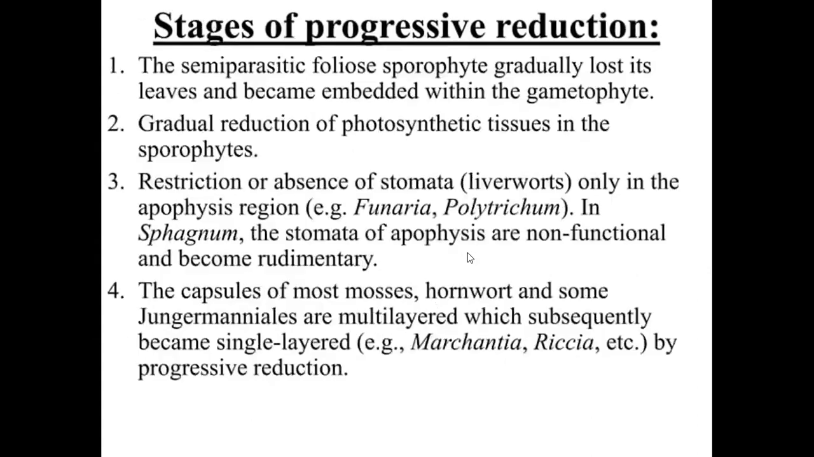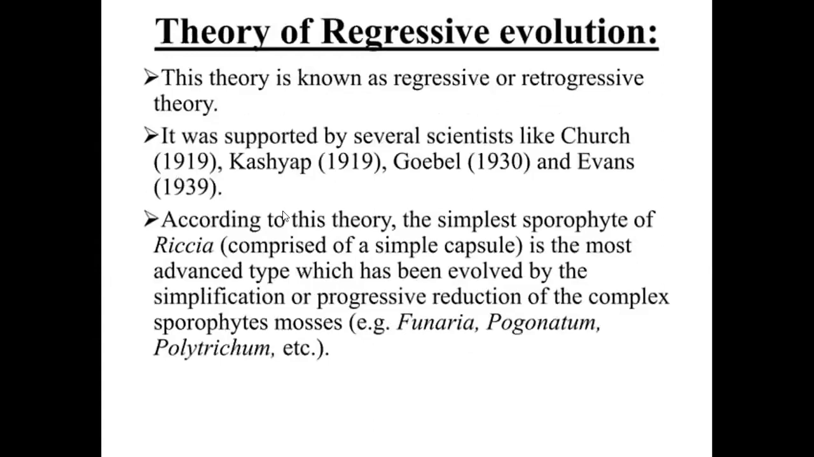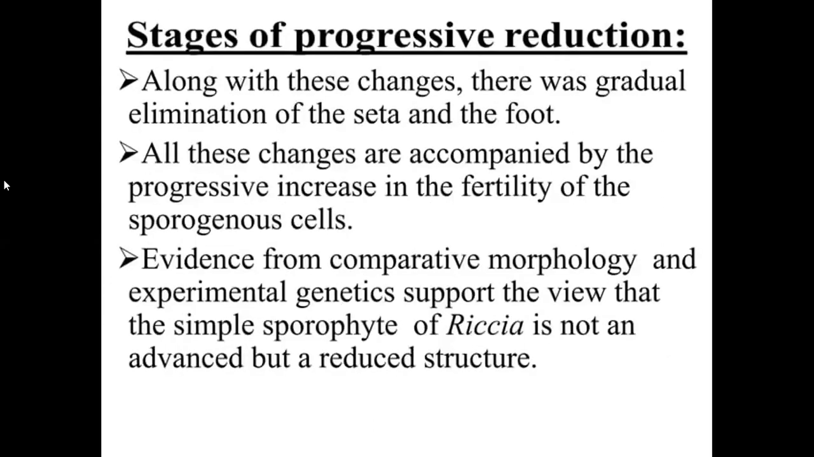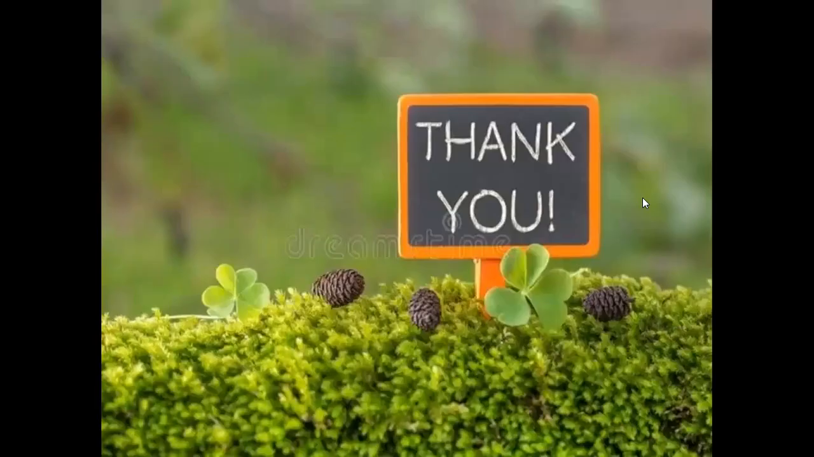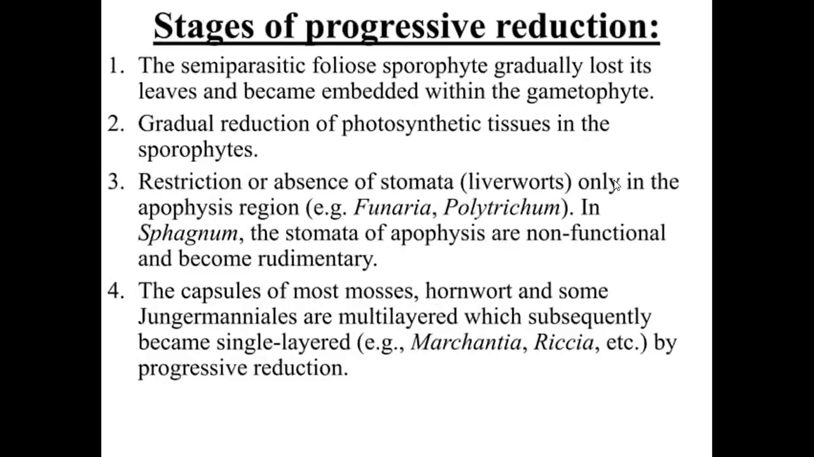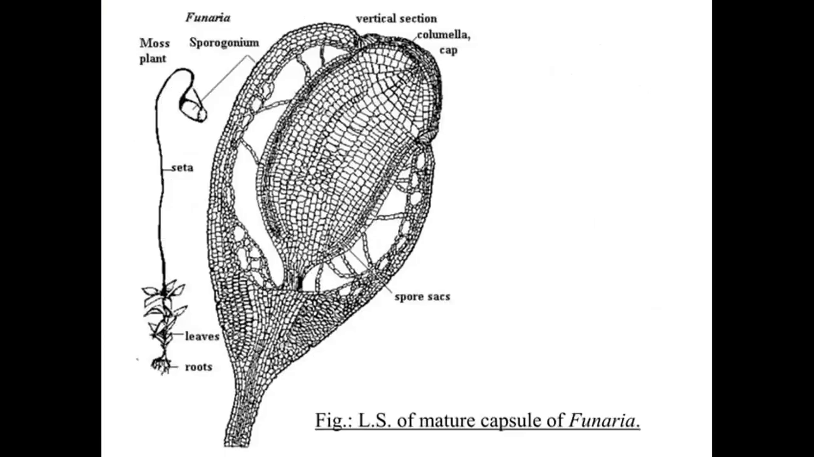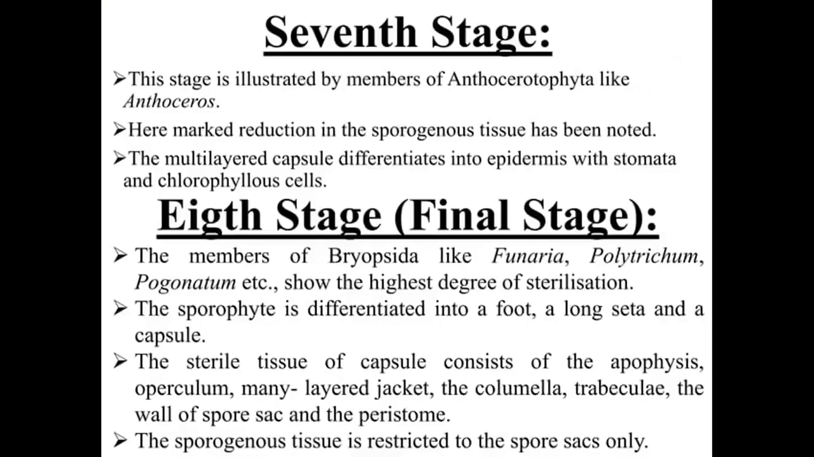So starting out, they said that Riccia is an advanced type of sporophyte. But as compared to these changes, they have concluded that Riccia is not advanced, but is a reduced structure of the sporophyte derived from the advanced forms. So this is about the two theories of evolution of sporophyte in bryophytes. I hope this is clear.